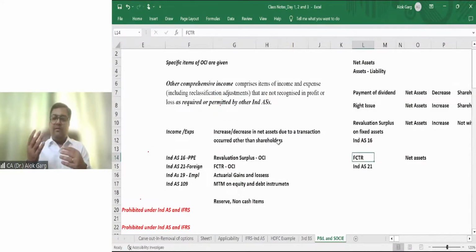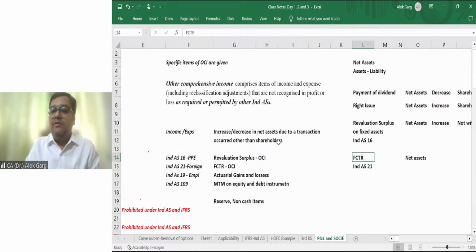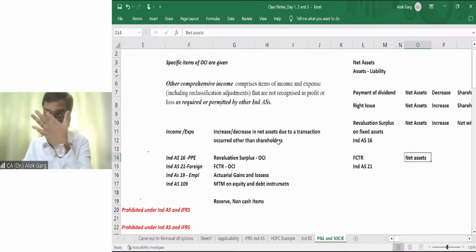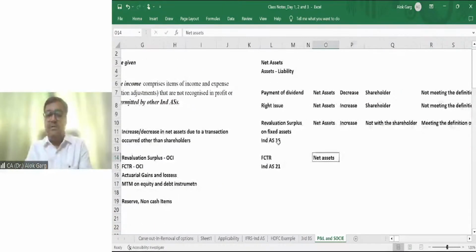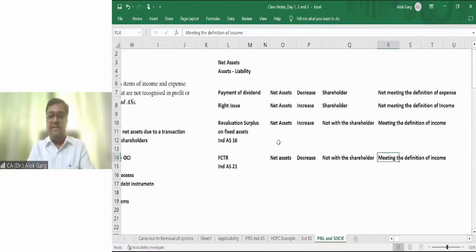When you are consolidating your foreign currency financial statement, there is an impact of exchange differences. So let's say there is a favorable impact of exchange difference and there is a positive translation reserve. So your net assets will increase. Or let's say your net assets are decreased, there is a negative impact. Whether this transaction is with the shareholder, answer is no. Whether it is meeting the definition of expense, answer is yes, it is meeting the definition of expense.